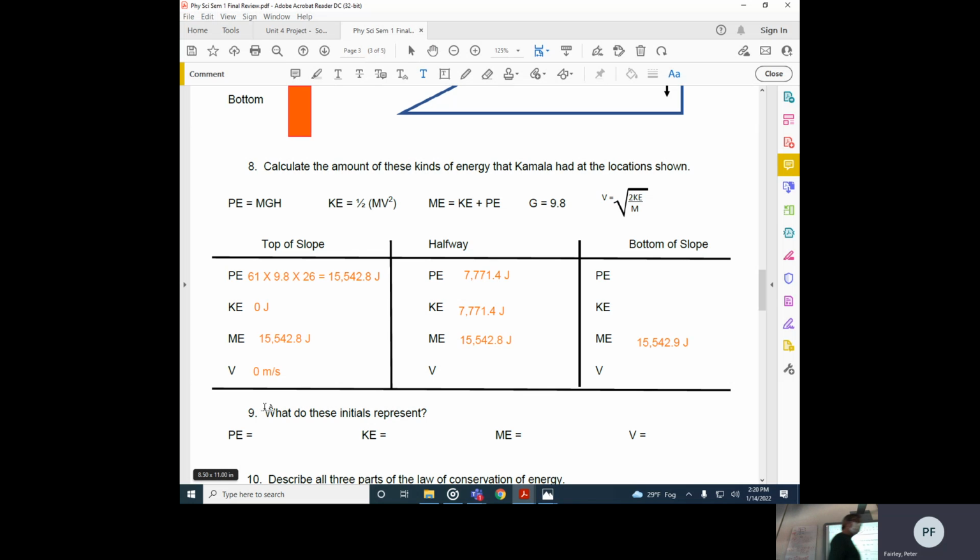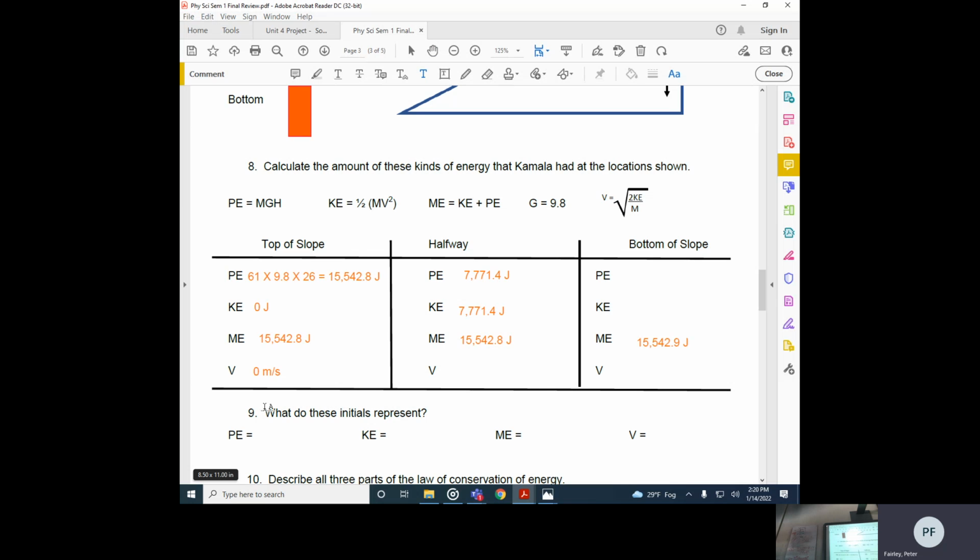How do I find kinetic energy when halfway down? That's the same thing as potential energy, right? Then we get to the hard part, velocity. Yeah, let's look at velocity. This is going to be a tough one, so participate with me here.